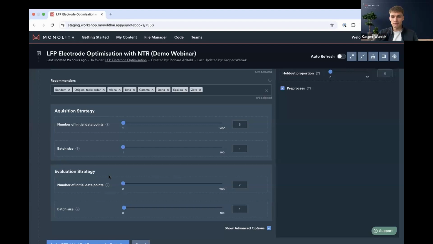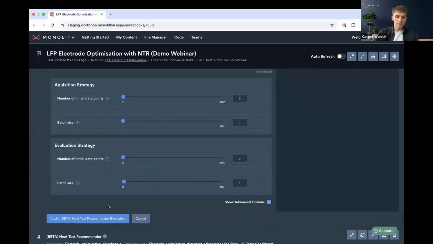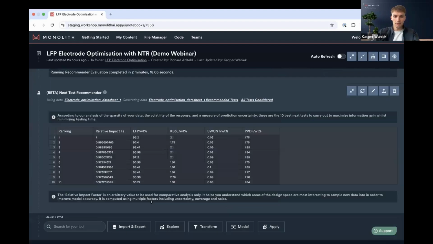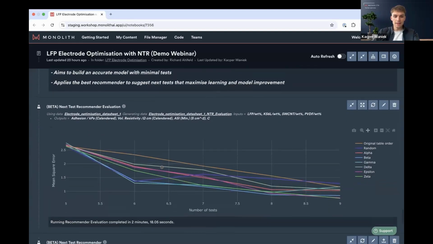With each iteration, we add a certain number of tests. Those tests are picked out by the different recommenders, and also from a random strategy and from an original table order. With each iteration, the model is evaluated against that separate evaluation validation data, allowing us to track how each recommender performs over time.